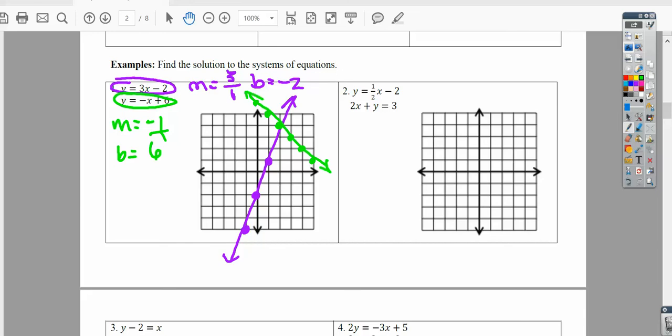And with the systems of equations, my answer is the ordered pair where they intersect. So that's my answer I'm going to write. So that ordered pair is 2, 4.